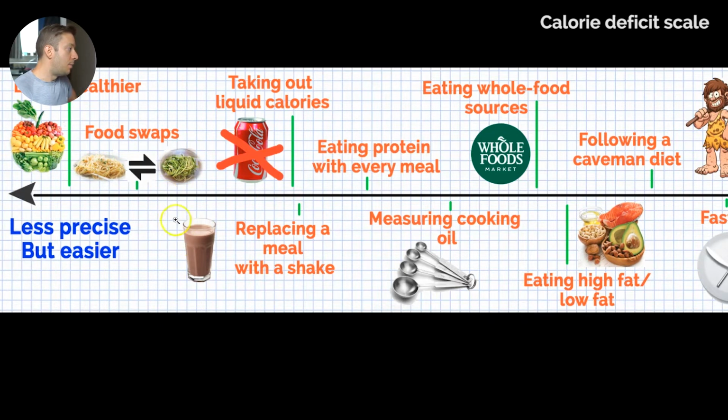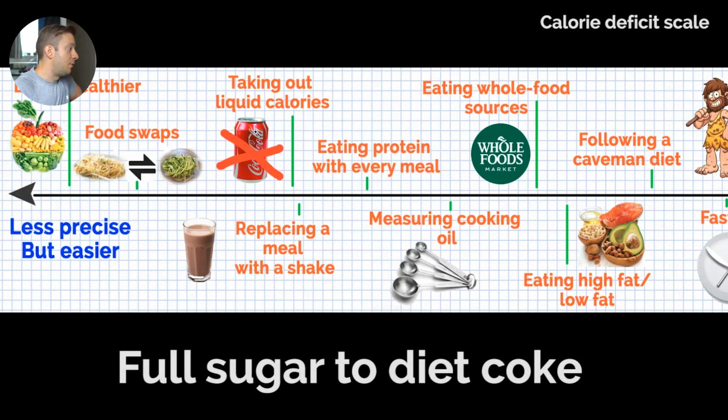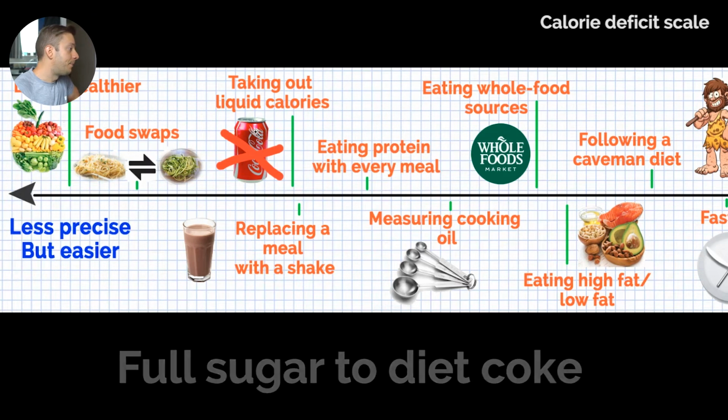And another one might be to take out liquid calories. Liquid calories are very easy to consume, you can consume them fast, and they don't really fill you up. So you often overconsume on liquid calories, so just taking them out or swapping them for diet drinks can have an effect. It can put you in a calorie deficit.